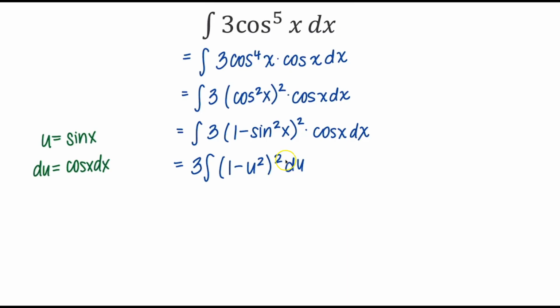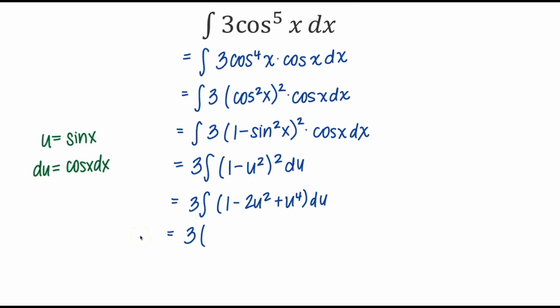Now I just have a binomial squared, and I can go ahead and distribute that out to integrate each term. So I have 3 times the integral of 1 minus 2u squared plus u to the 4th du. Don't do something crazy there, like distribute the exponent. We do need to multiply it all out.